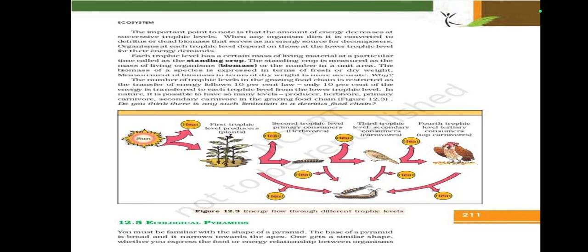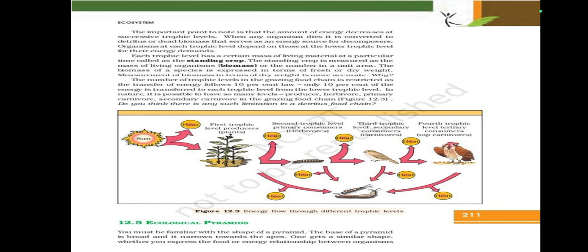Why is the number of trophic levels in the grazing food chain restricted? As the transfer of energy follows the 10% law, only 10% of the energy is transferred to each trophic level from the lower trophic level. In nature, it is possible to have so many levels: producer, herbivore, primary carnivore, secondary carnivore in the grazing food chain. Figure 12.3. Do you think there is any such limitation in a detritus food chain?